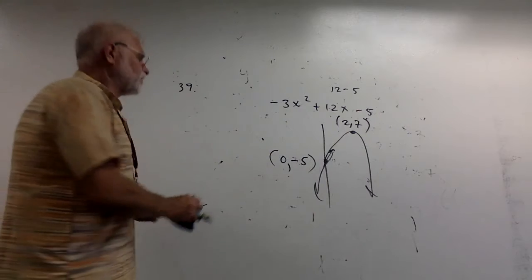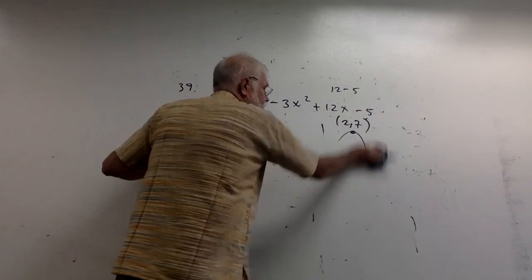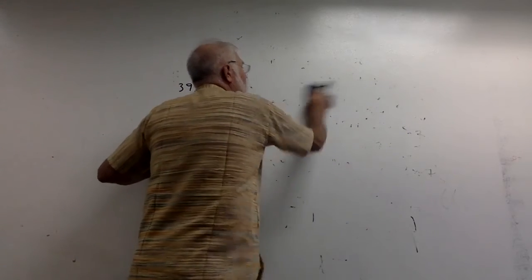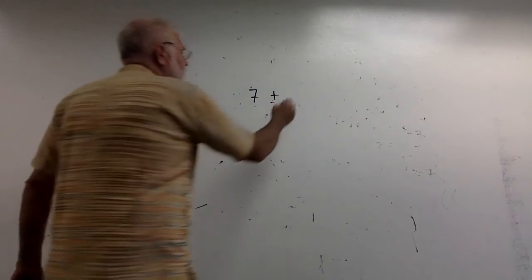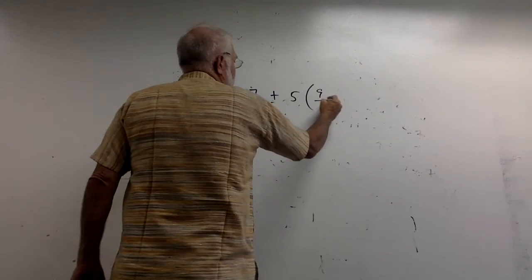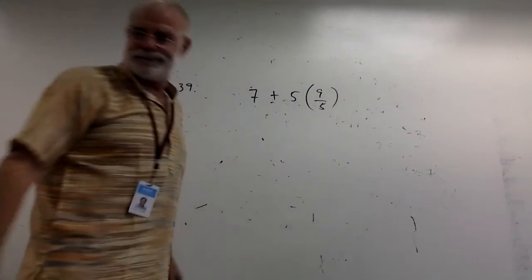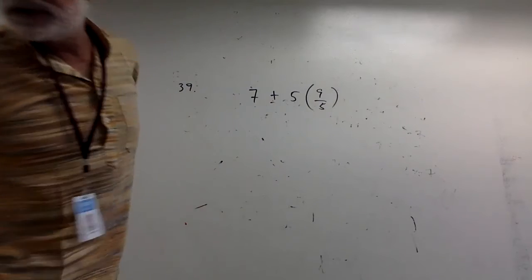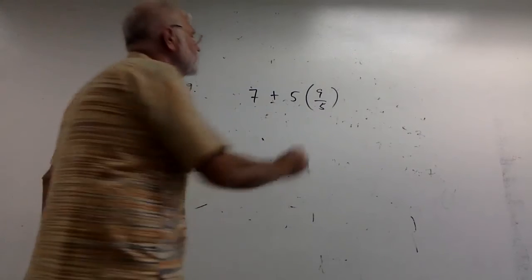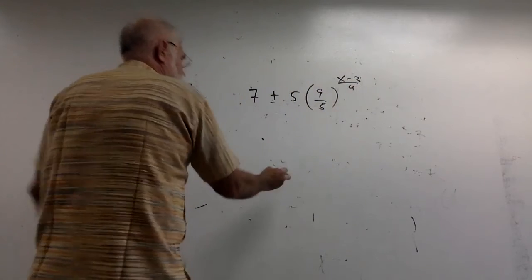All right, exponential function. Show you what I know each and every time we do this. 7 plus 5 times 9/5 to the x minus 3 over 4. All right, what's coming out of this?